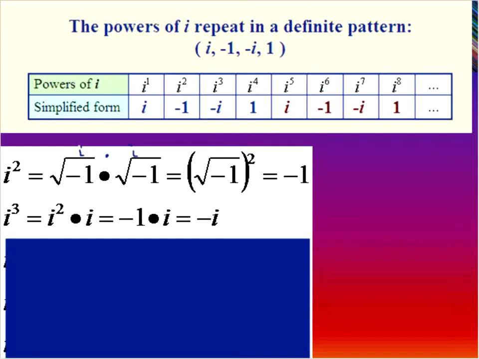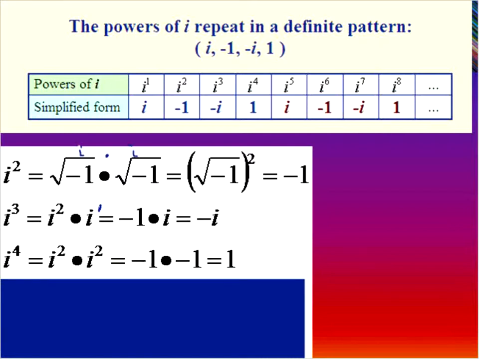i to the third. You're going to try and write i to the third as a power with a power of 2. So we can write i to the third as i squared times i, because this is i to the first. So i squared is equal to -1 times the i gives you -i as your simplified answer. i to the fourth is i squared times i squared. i squared is -1 times -1, and that gives you 1.